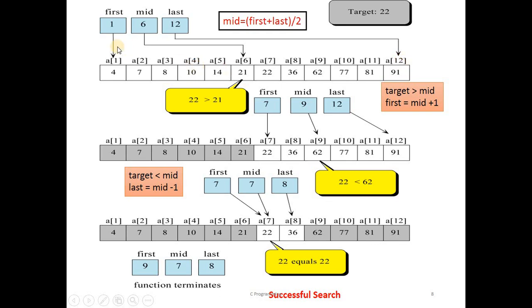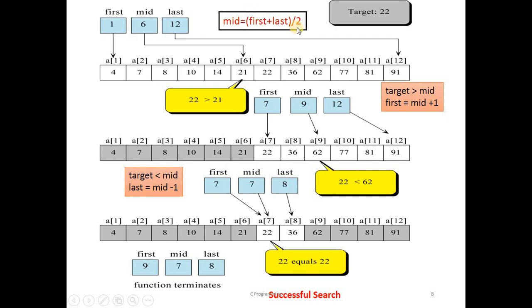I will consider three variables of integer type in this program. These variables are named first, mid and last. Initially we set the first variable to the beginning of the array at index 1, and the last variable will be at the last position of the array, that is, the 12th index. Now the mid value will be computed by this formula: mid equals first plus last by 2. Every time we will find the new mid position by this formula.